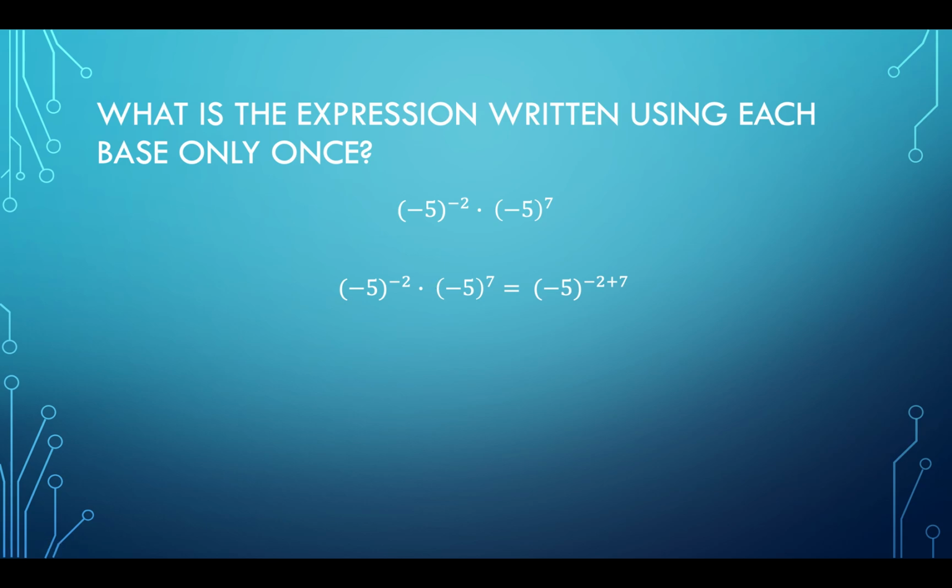Because to rewrite it using each base only once, negative 5 is the same base in both. So what you would do now is negative 5 to the negative 2 plus 7 power. Negative 2 plus 7 gives us 5. So your final answer is negative 5 to the 5th power. That's why I told you don't worry about switching it. Don't worry about getting rid of this negative just yet. We're going to go over that probably tomorrow. But when we do that, all we have to do is when we're multiplying, you just do negative 2 plus 7. That gives us a positive 5.